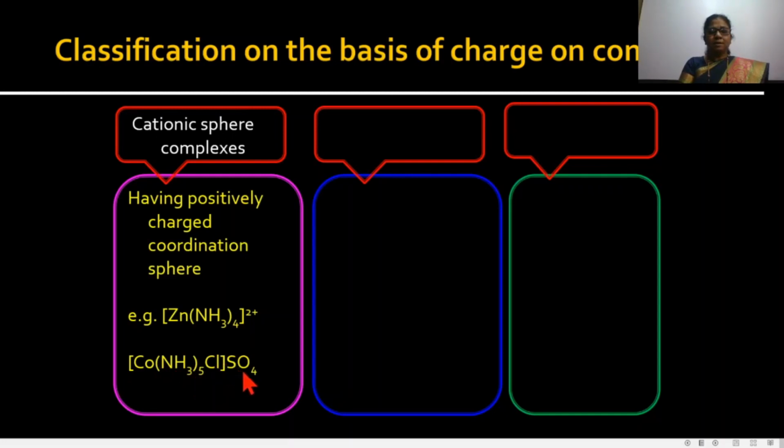In this second example, [Co(NH3)5Cl]SO4. In this example, this SO4 is ionizable. It is the primary valency and it is the secondary valency. This complex contains a coordination sphere having positive charge and SO4 having negative charge. Therefore, this complex is a cationic sphere complex. That means complexes having positively charged coordination spheres are called cationic sphere complexes.